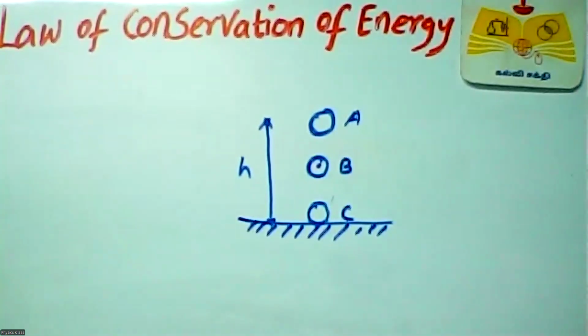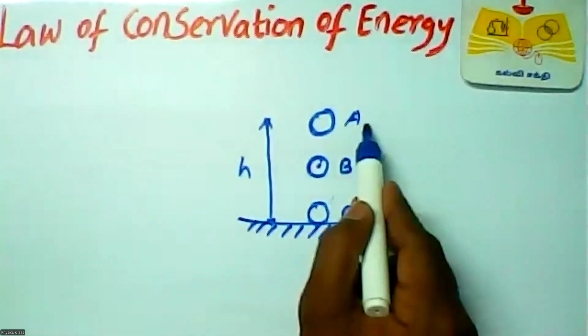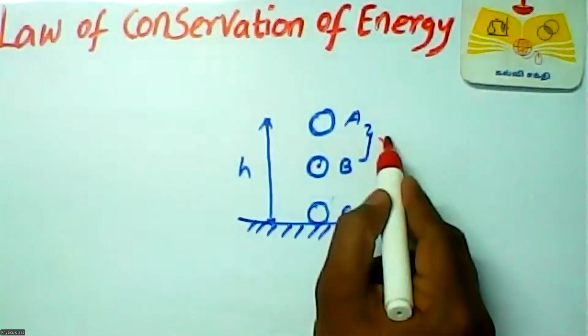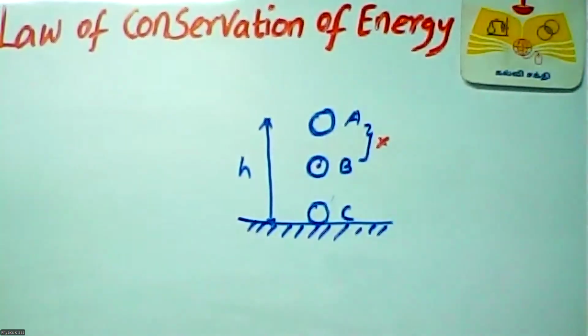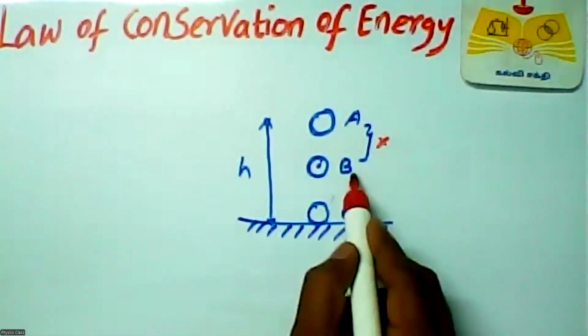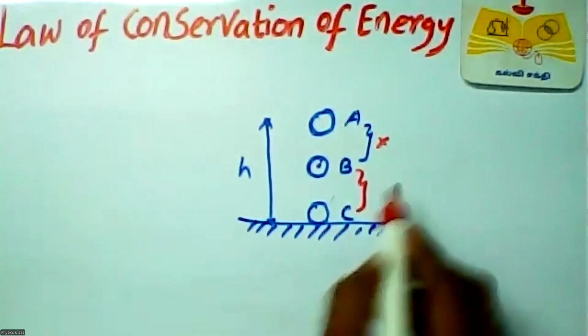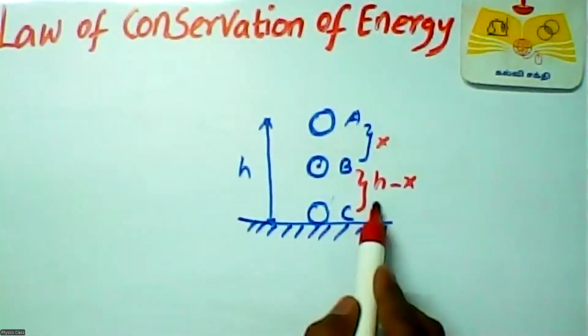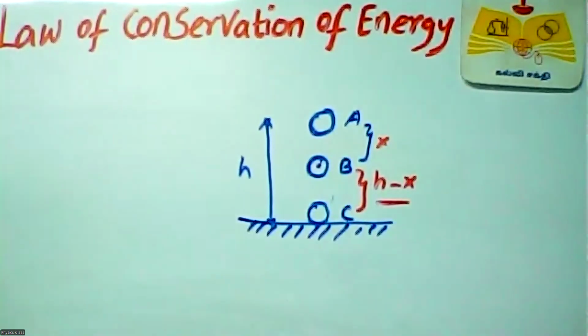And the distance between A and B is X. So the distance between B and C is H minus X. This is the distance between B and C.